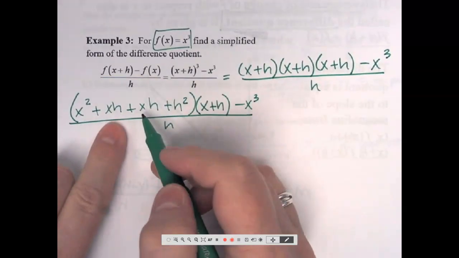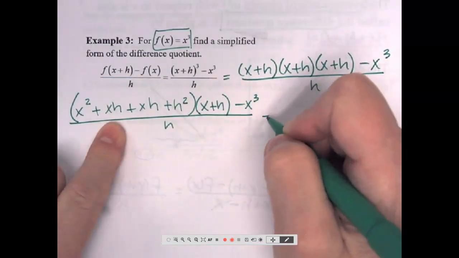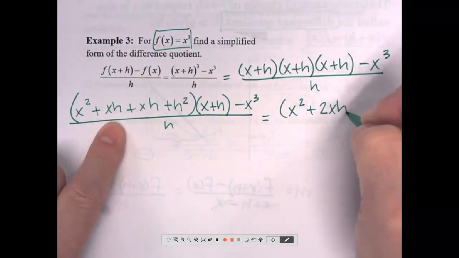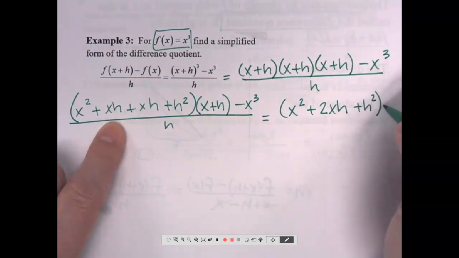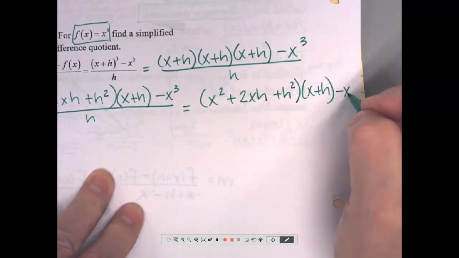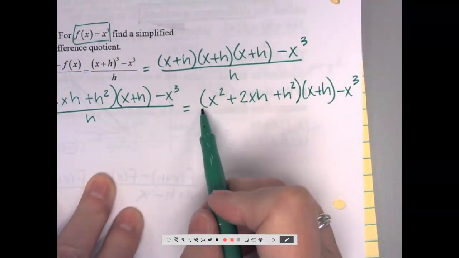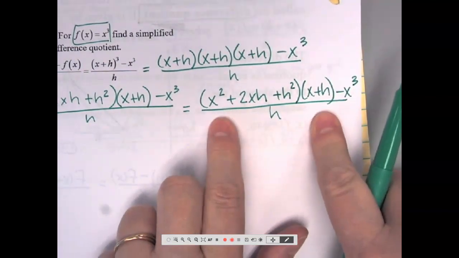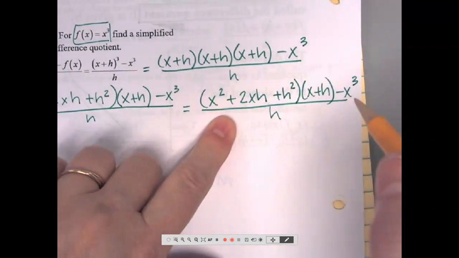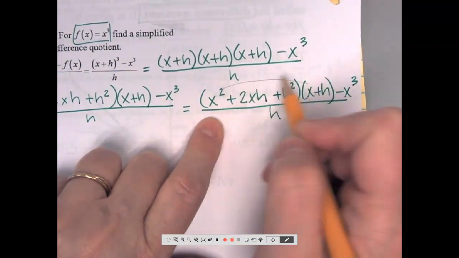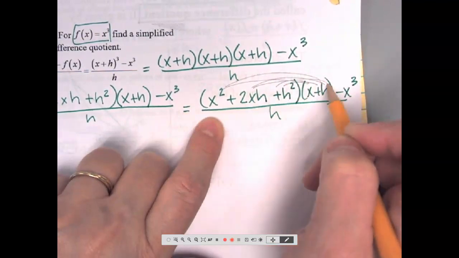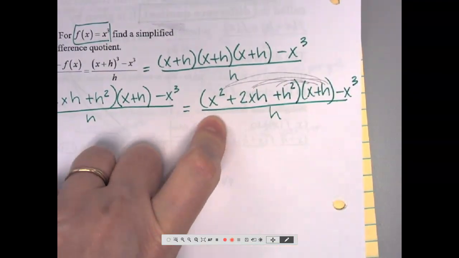Okay, we could simplify this. That's 2 of those. x squared plus 2xh plus h squared, times x plus h, barely enough room, minus x cubed over h. So how do I distribute that? Well, I've got to distribute this to both, this to both, and that to both. So I have 6 things to multiply.